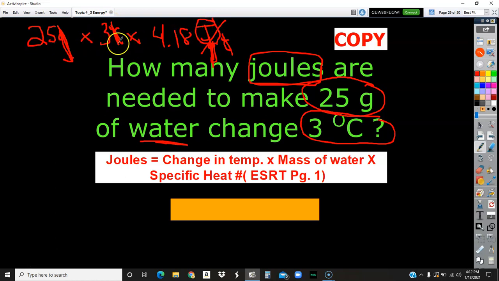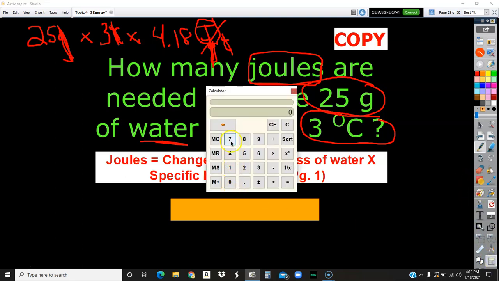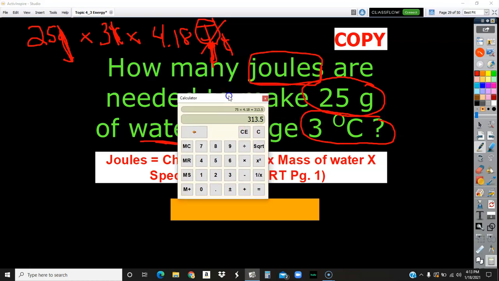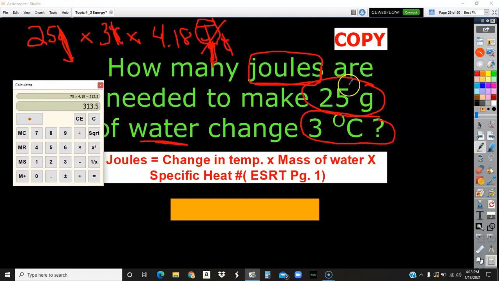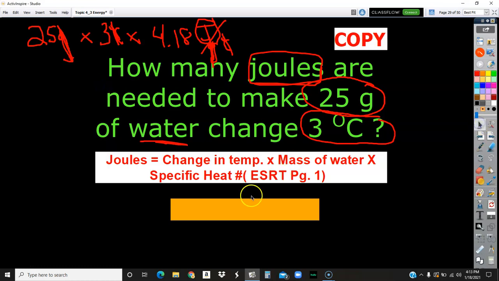And then it's just a simple multiply. 25 times 3 is 75. Let me grab my calculator. I'm going to do 75 times the number for water, 4.18. I get 313.5. So if I had 25 grams of water, and I want to make its temperature rise 3 degrees, I have to put in 313 and a half joules. And hopefully that's the answer behind that box.